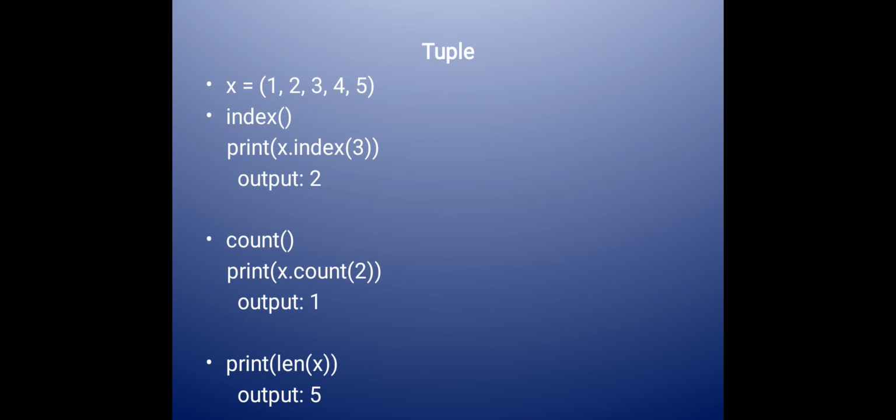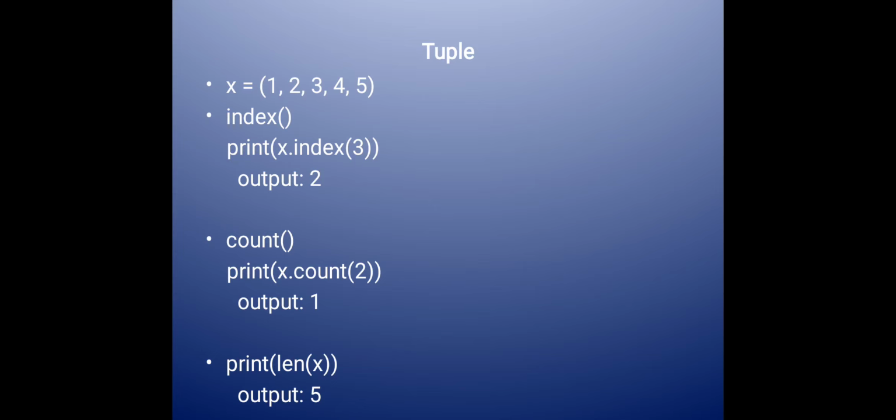Next comes the index function, count function and len function. So here we have taken an example of x is equal to a tuple of 1 2 3 4 5. Then print x dot index of 3. That means here we are trying to find the index value of the element 3 in that tuple. So in this case 3 is in the position 2, so the output will be 2.